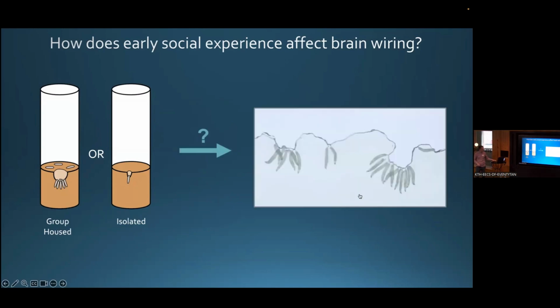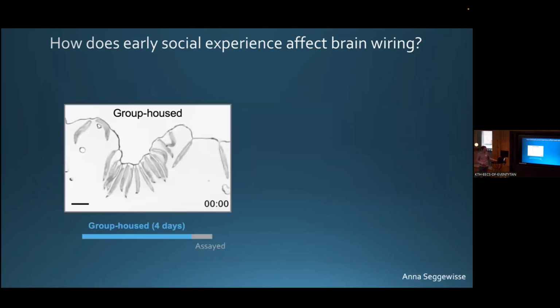And then the question is, what effect does that have on this grouping behavior? One of my students has been working on this, and basically what we do is we group house the animals for 4 days. The larvae live usually about 6 days until they go through metamorphosis and then become adult flies. So this is fairly late in development.